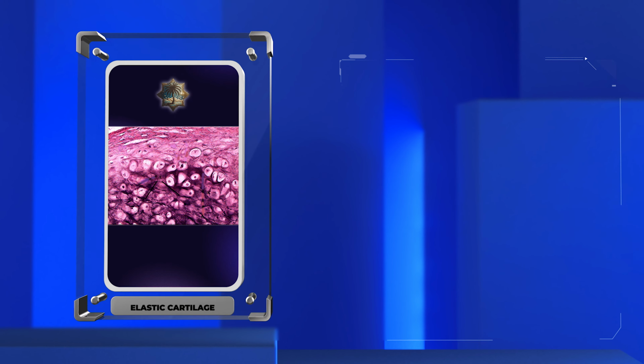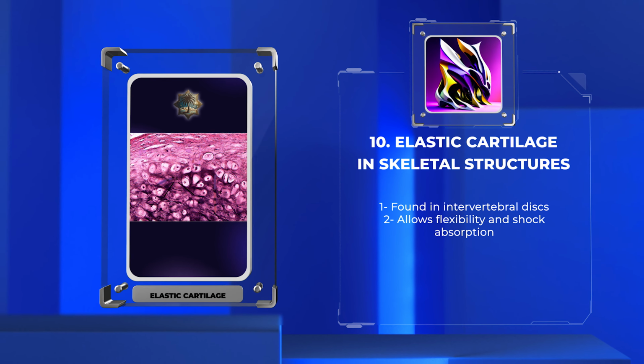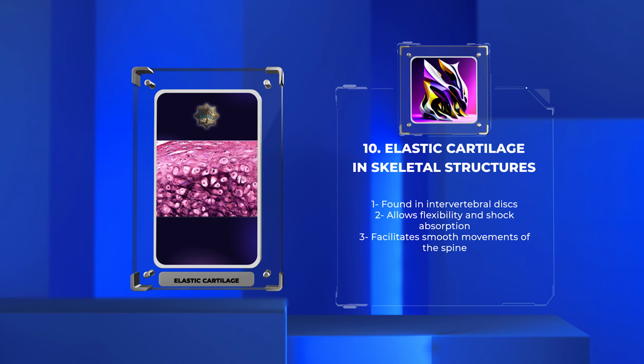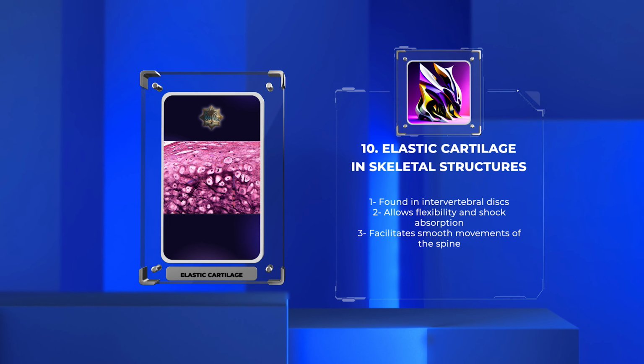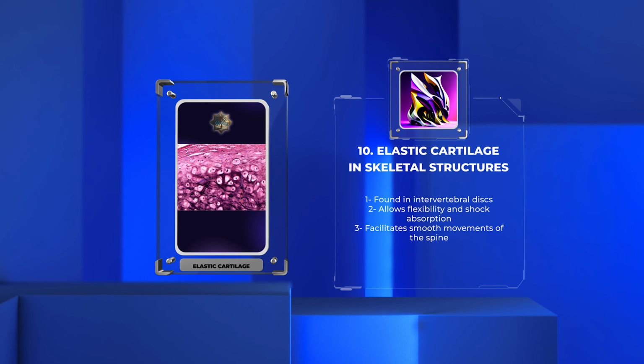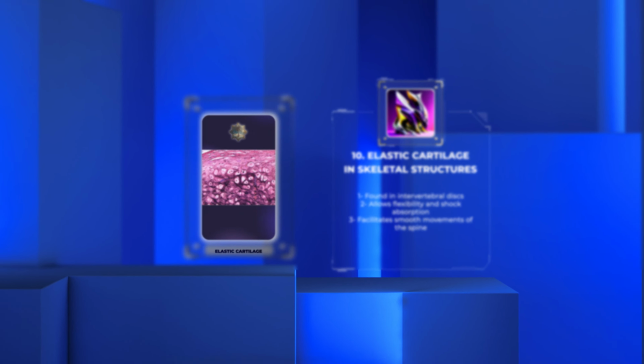While elastic cartilage is primarily found in the head and neck regions, it also has specific roles within skeletal structures. For instance, the intervertebral discs, which separate the individual vertebrae in the spine, contain elastic cartilage. This cartilage allows for flexibility and shock absorption, enabling smooth movements of the spine.